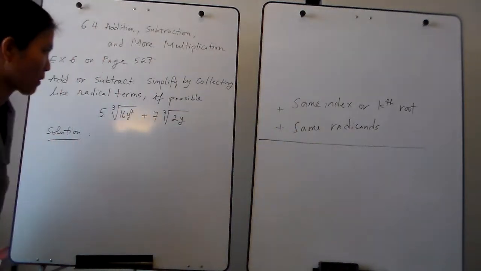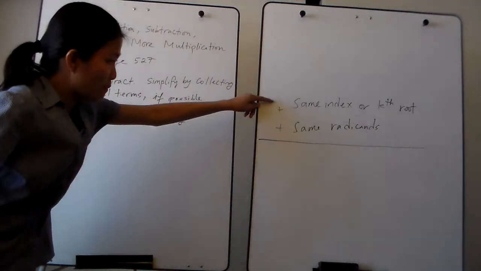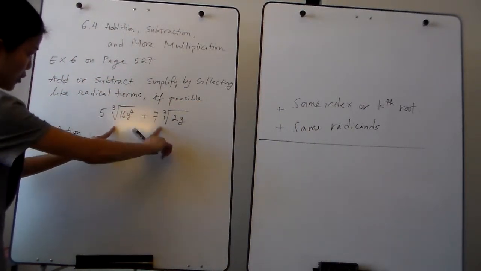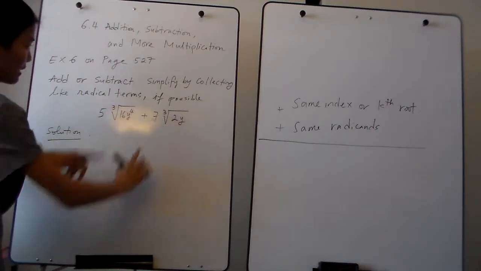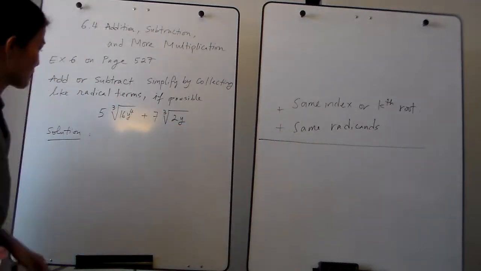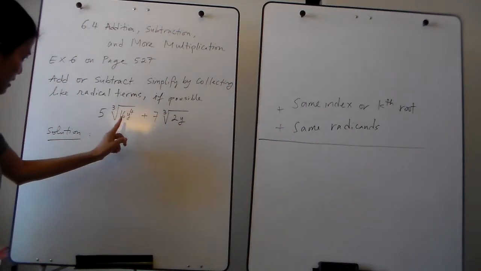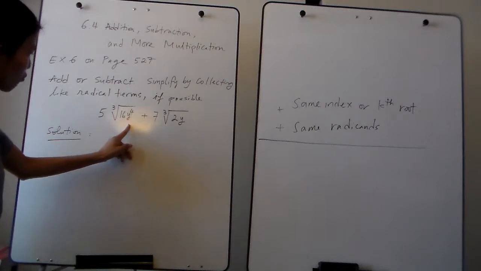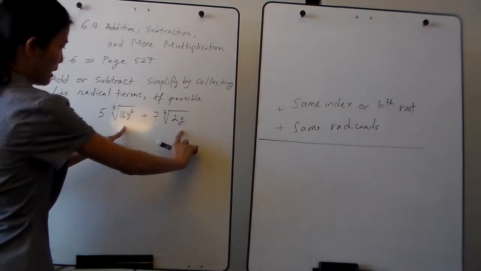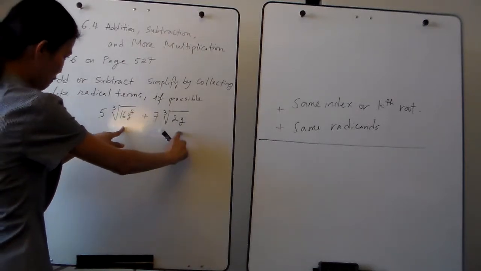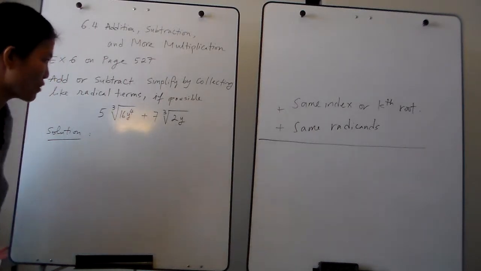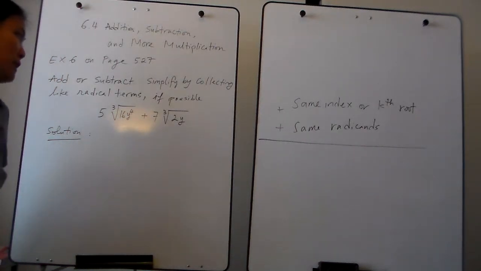meet these conditions. So first, do they have the same index, or k root? Yes, right? Because this is cube root, this is cube root. So k equals 3, k equals 3, they match. So the first condition is met. How about the second condition? The radicand of this first term right here is 16y to the fourth. The radicand of this term is 2y. They don't match, because they are different. 16y to the fourth is different from 2y. So you cannot combine these two radicals yet.